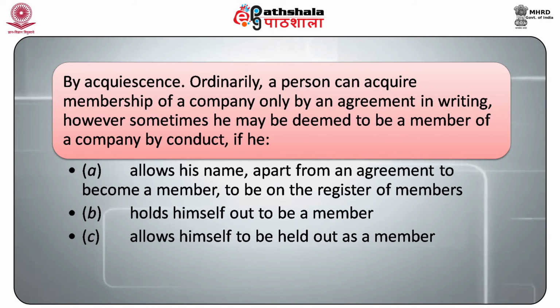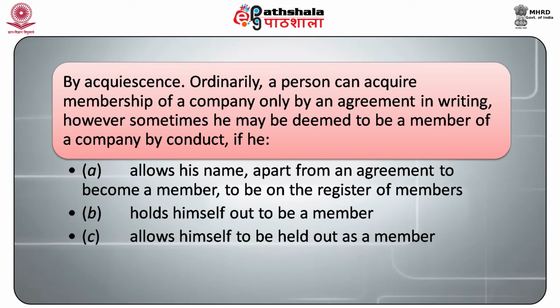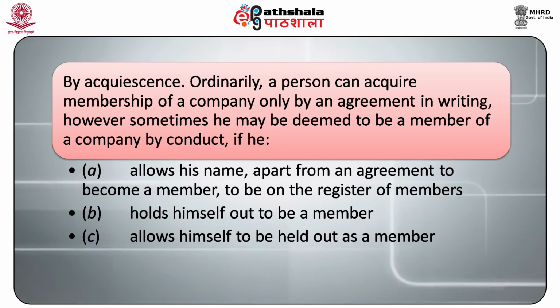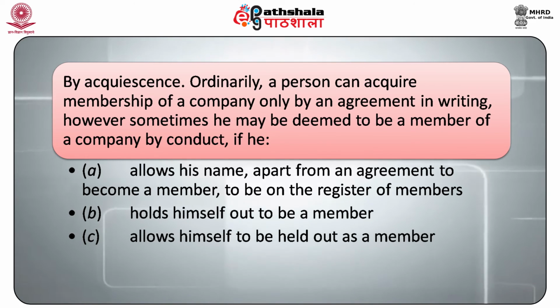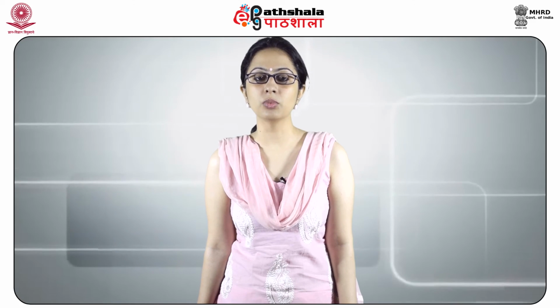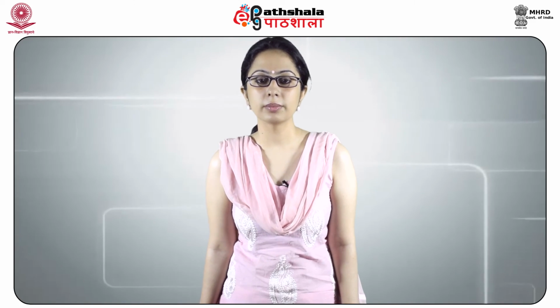6. By acquiescence. Ordinarily, a person can acquire membership of a company only by an agreement in writing. However, sometimes he may be deemed to be a member of a company by conduct if he first allows his name, apart from an agreement to become a member, to be on the register of members, or he holds himself out to be a member, or he allows himself to be held out as a member. In case the name of the person is improperly entered in the company's register of members, he should take prompt action for getting his name removed from the company register of members.